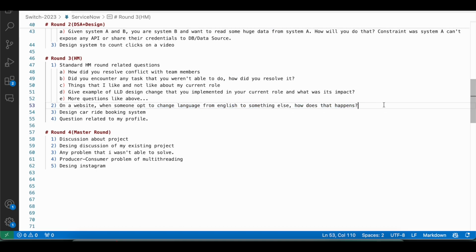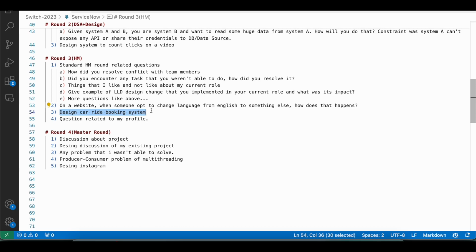So that was another question, more on the UI side, about how it can be done. That was the second question. The third question was again a design question: to design a car ride booking system like Ola or Uber. So again, it was a high-level HLD question.